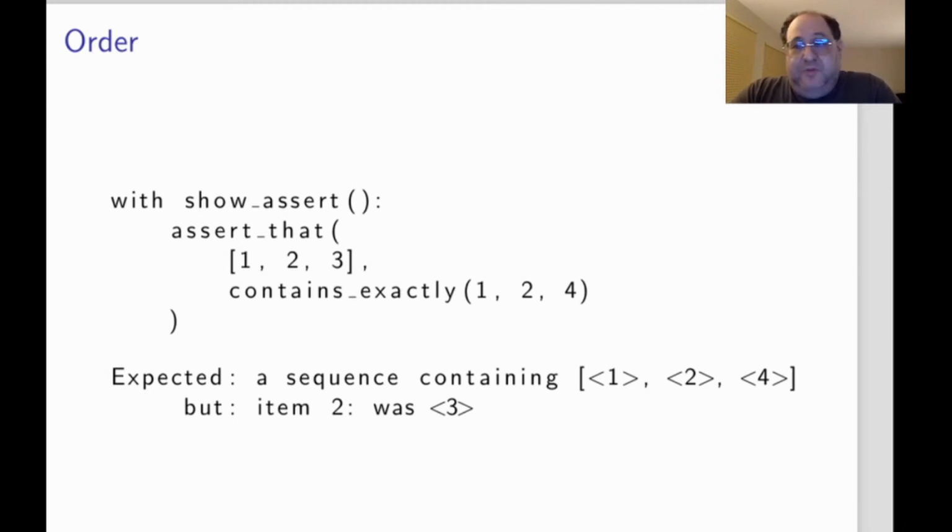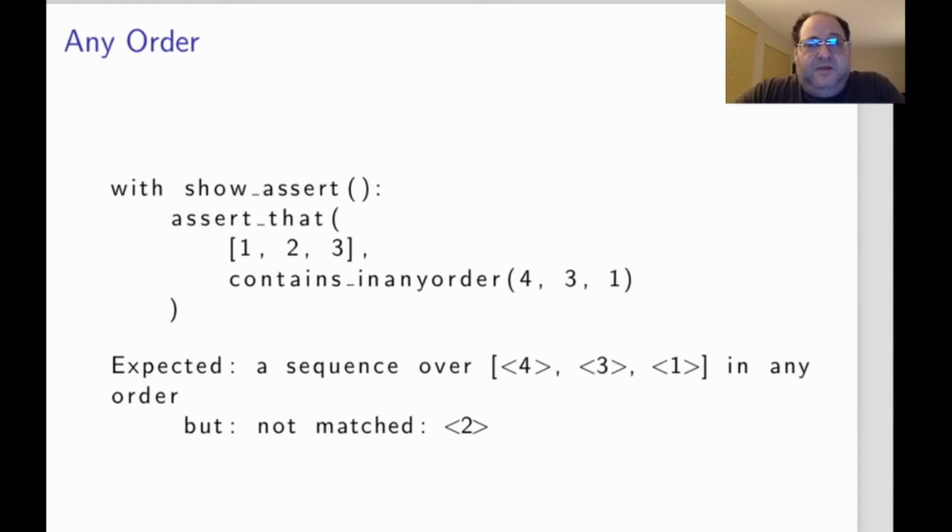Or you can say, I'm not really sure what the order of things in that list is, but definitely all these things. So I expect 1, 2, and 3 to be contained in any order in 4, 3, 1, but that means that 2 is not matched, meaning that I expected only 4, 3, and 1, and I didn't expect 2, so I'm very sad. And Hamcrest is commiserating with me, telling me exactly what went wrong.